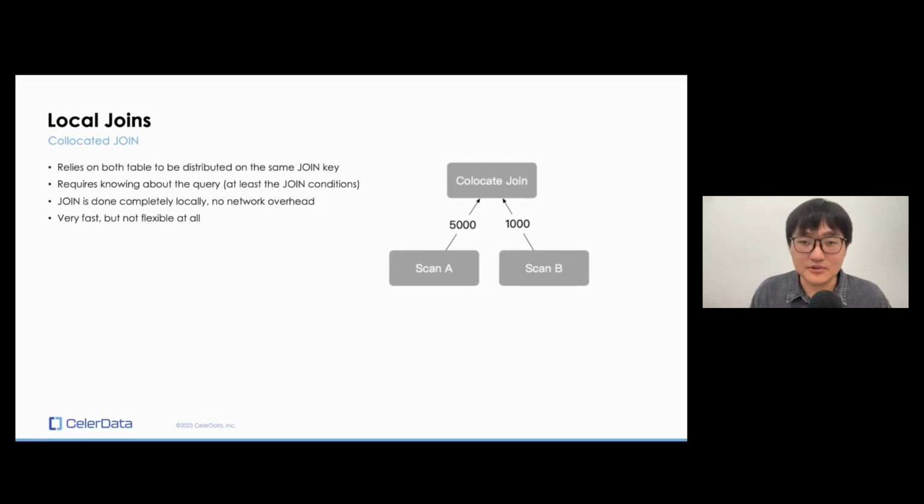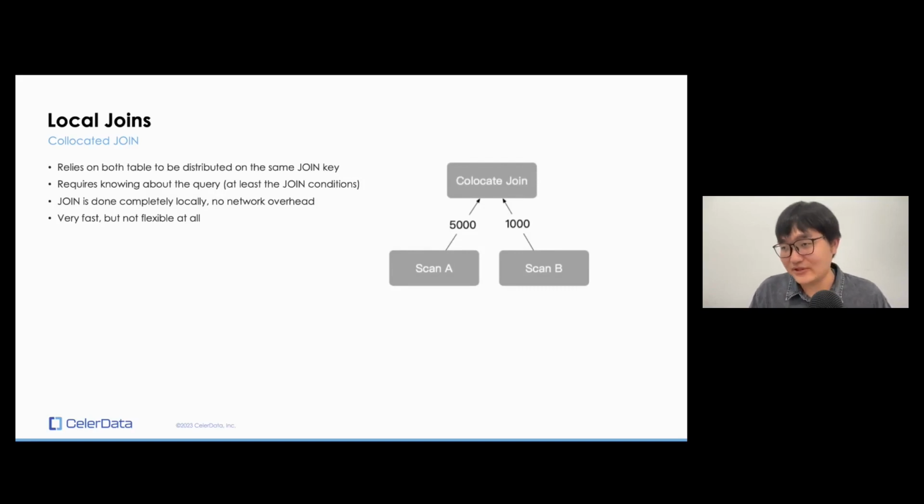Everything's done completely locally, but it makes join rigid, right? This is like the denormalization problem all over again. You need to know about the query absolutely, what you want to join beforehand, and you actually need to pre-configure that before ingesting the data.